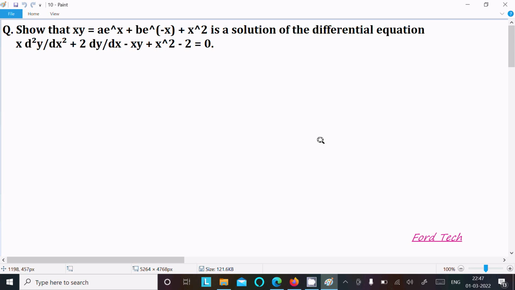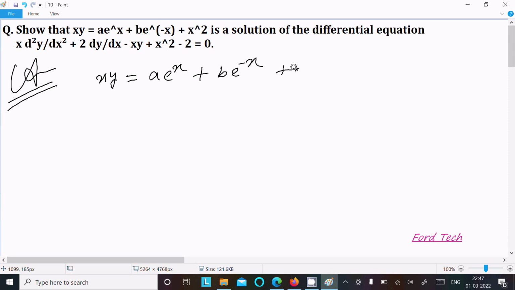In today's lecture I'm going to show that this is a solution of this differential equation. So let's see the answer. First, writing the given: xy = a e^x + b e^(-x) + x². Now I'm going to differentiate with respect to x.